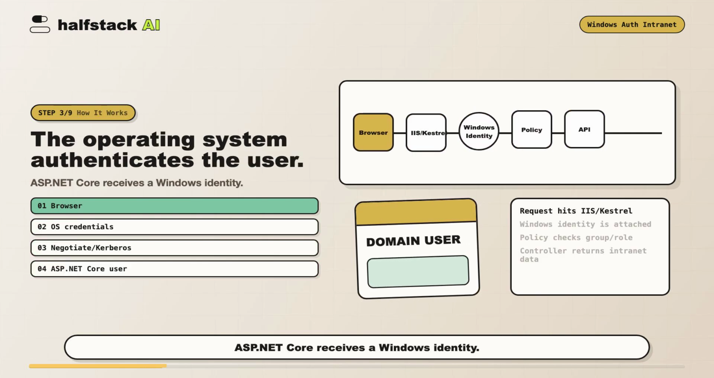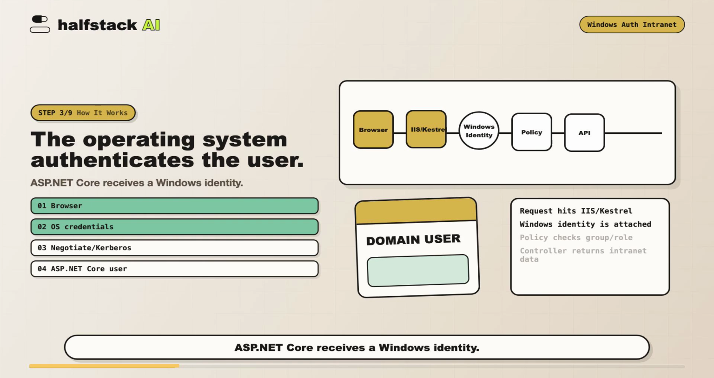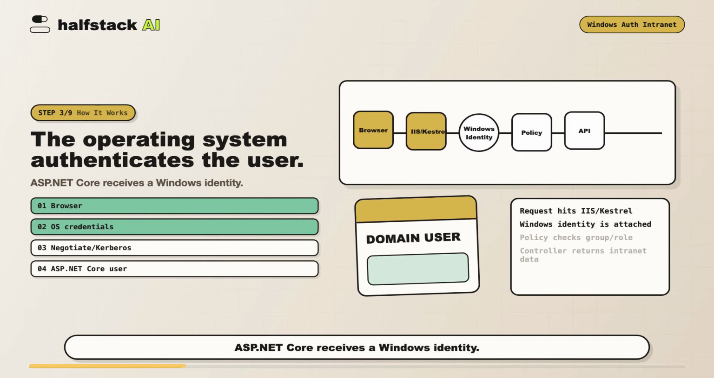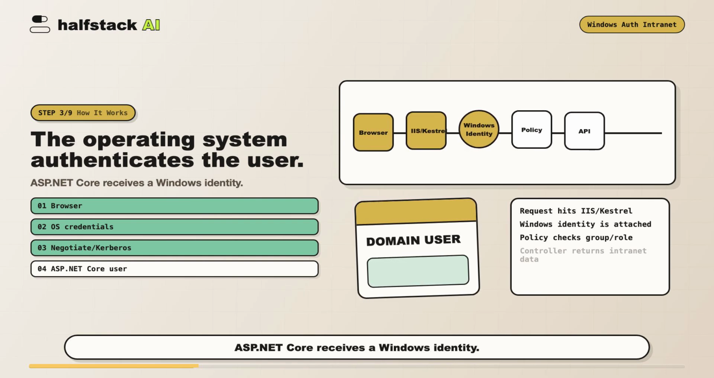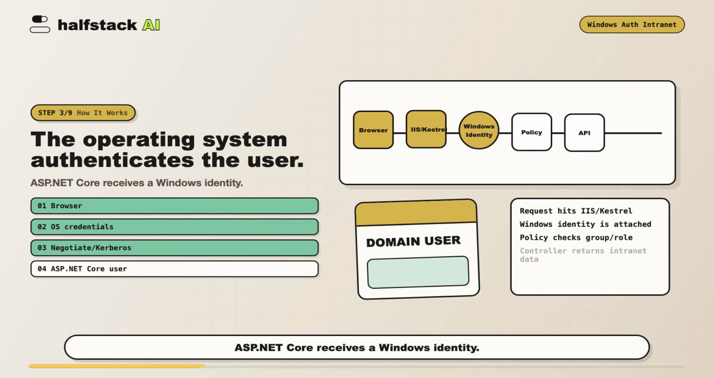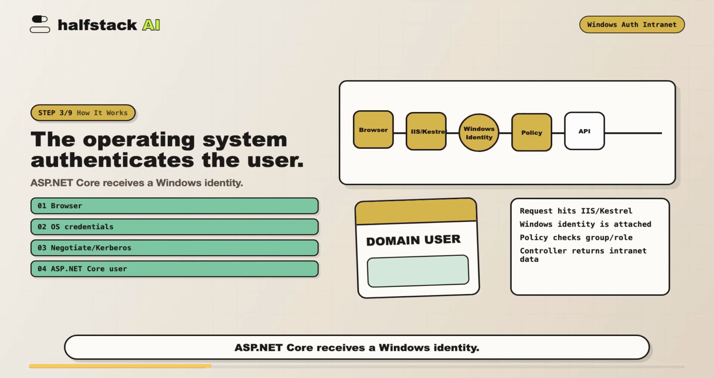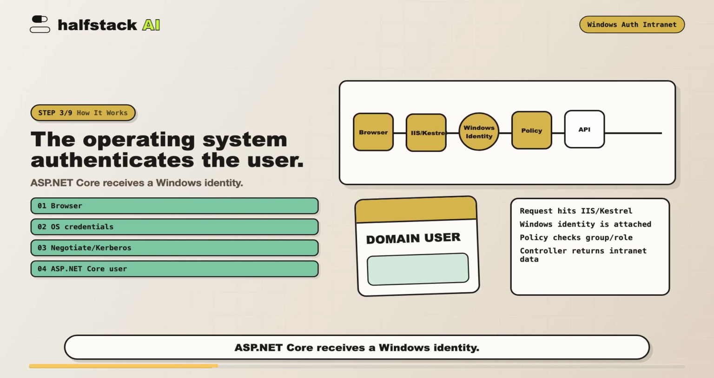The key idea is that the operating system participates in authentication. Depending on hosting and environment, the request may use Negotiate, Kerberos, or NTLM. ASP.NET Core does not ask the user to create a new password for your app. It receives the identity that the infrastructure authenticated.